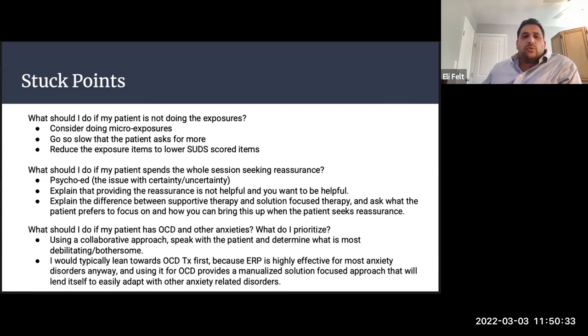And then the second question would be, what should I do if my patient spends the whole time seeking reassurance? This can be very, very tricky, especially if the patient's talking a lot and you can't get a word in edgewise. That can be very tough. So what I generally try doing is, sometimes you have to be a little bit rude for the first time, but I generally try to provide some education. Okay, this is the concept here, right? With the certainty and uncertainty, what you're trying to do is gain that certainty. That's not helpful for you. And I really want to be helpful for you. So that's why I don't think it's a good idea to do this.